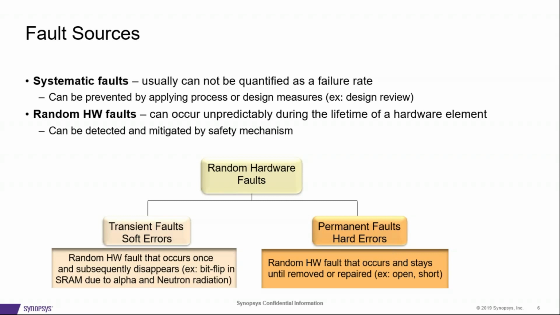Random hardware faults can occur unpredictably during the lifetime of a hardware element. They can be detected and mitigated using some kind of a safety mechanism. And again, if you look at random hardware faults, there are two types. There are the permanent faults or hard errors. They're essentially always there. They occur and stay there until you remove them or you replace the unit. And then you've got the transient faults or soft errors. These are faults that can occur once and subsequently disappear.